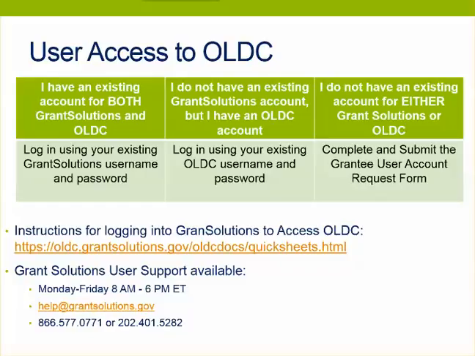And if you don't have either account for Grant Solutions or OLDC, you'll submit a grantee user account request form, which can be accessed from the Grant Solutions homepage. And if you need help filling out that form or accessing it, contact us at the OCS registrar. In addition, if you have questions about logging in with your previous Grant Solutions or OLDC usernames and passwords, you can refer to the Quick Sheets page on the Grant Solutions website. And if you've forgotten your username or password, you can contact the Grant Solutions Help Desk. The email to reach them is help@grantsolutions.gov.